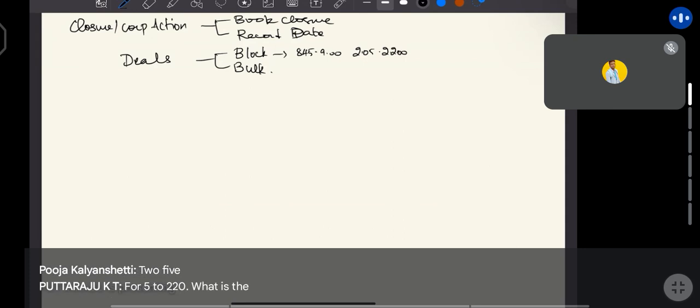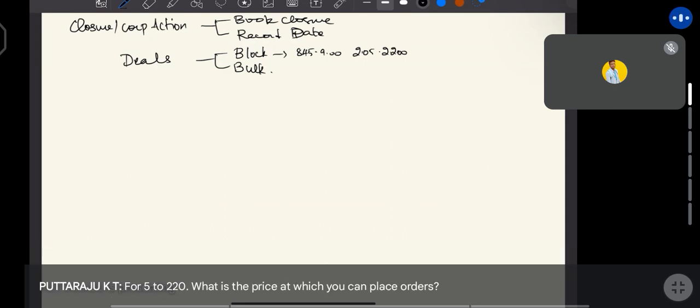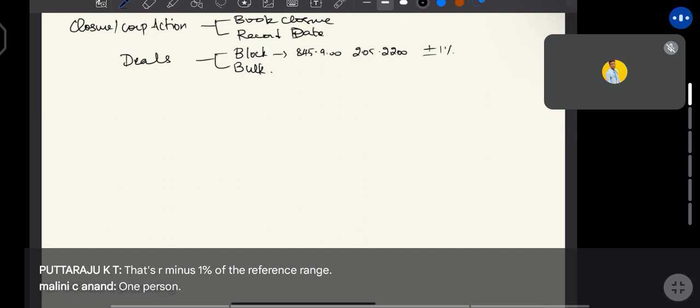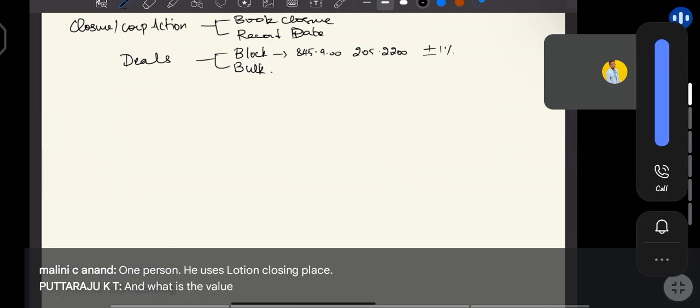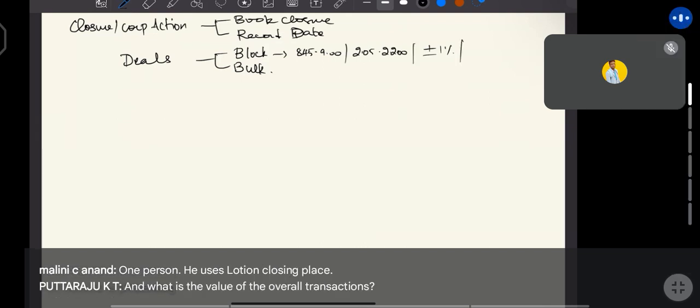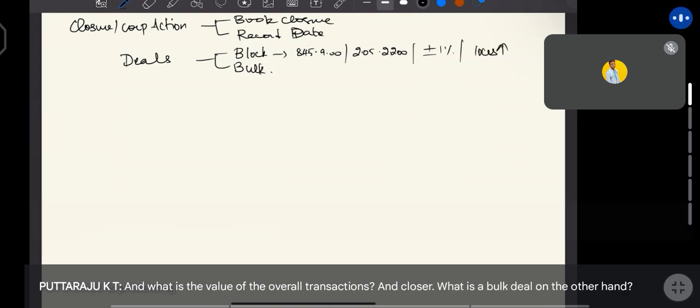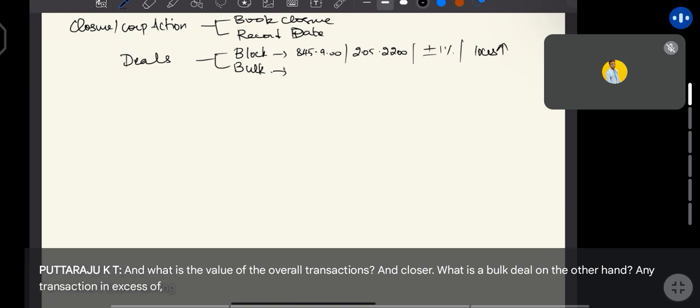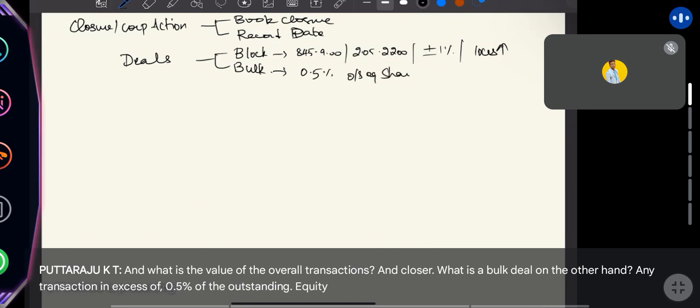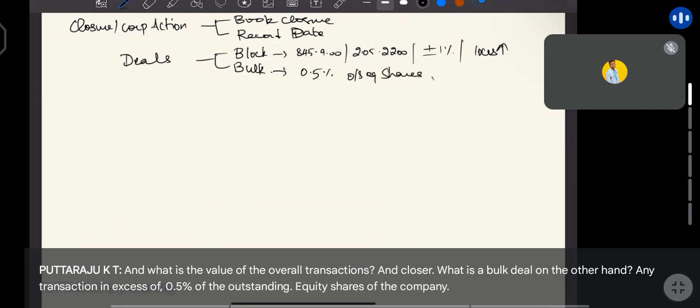What is the price at which you can place orders? Plus or minus 1% of the reference range. And what is the value of the overall transactions? 10 crore. Or what is a bulk deal on the other hand? Any transaction in excess of 0.5% of the outstanding equity shares of the company. That's your bulk and block deals.